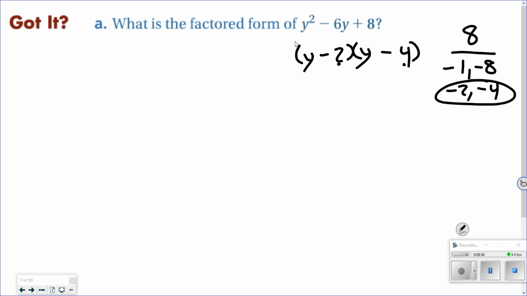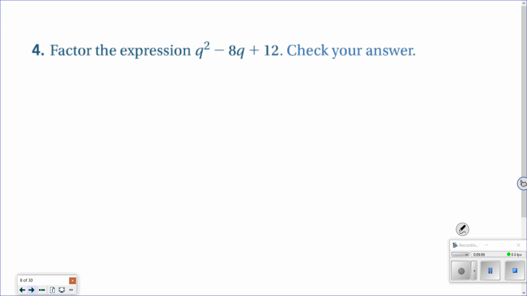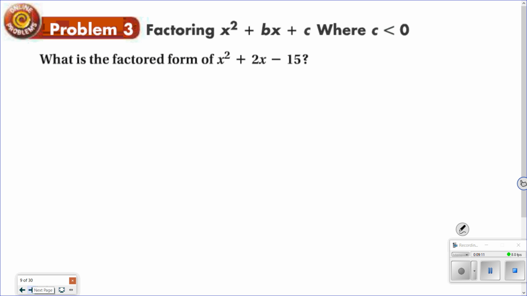So there's a couple possible combinations. If it's a plus plus, you'll end up with 2 positives. If it's a minus in the middle and a plus for the last term, you'll end up with 2 negatives. There's one more case, and that is if you have a minus at the end.